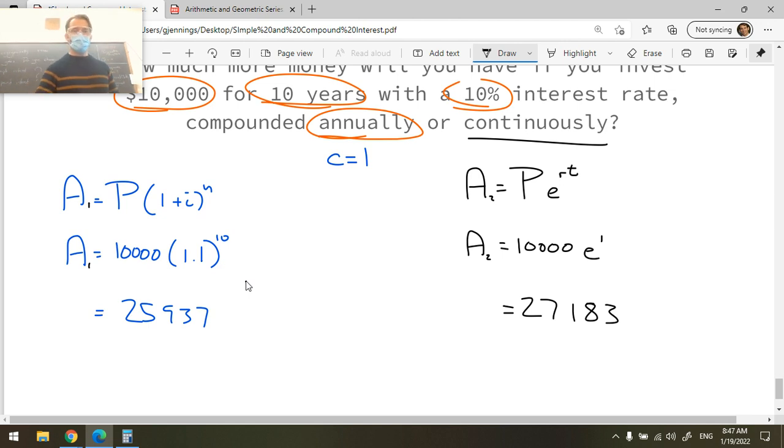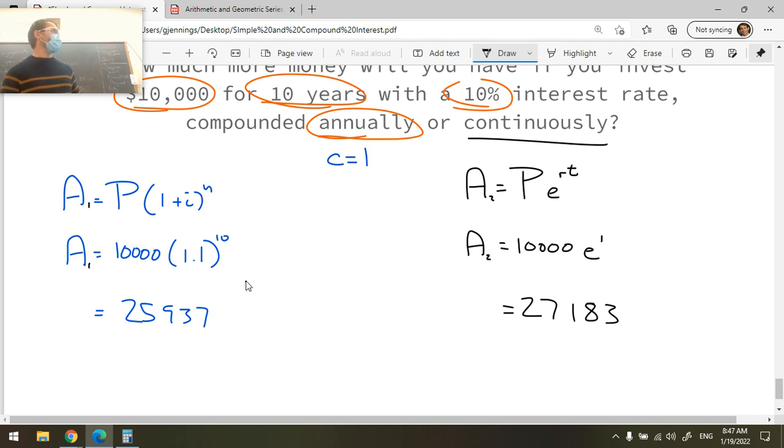And this shows you compounding continuously, because you're earning your interest and then immediately earning more interest on that interest, it does do better. It's not that big a difference though. It's less than $2,000 difference on your money over 10 years compared to compounding annually.